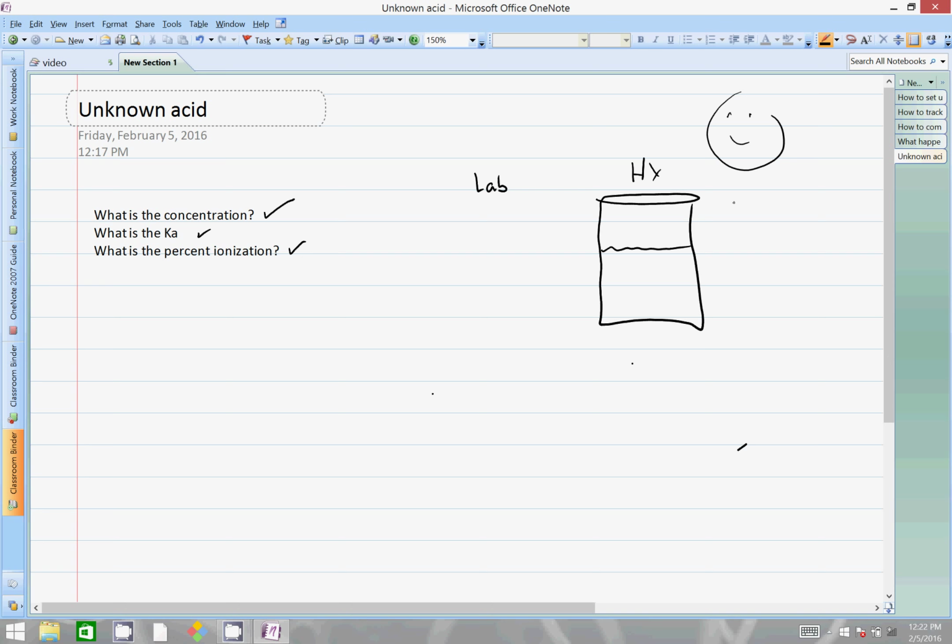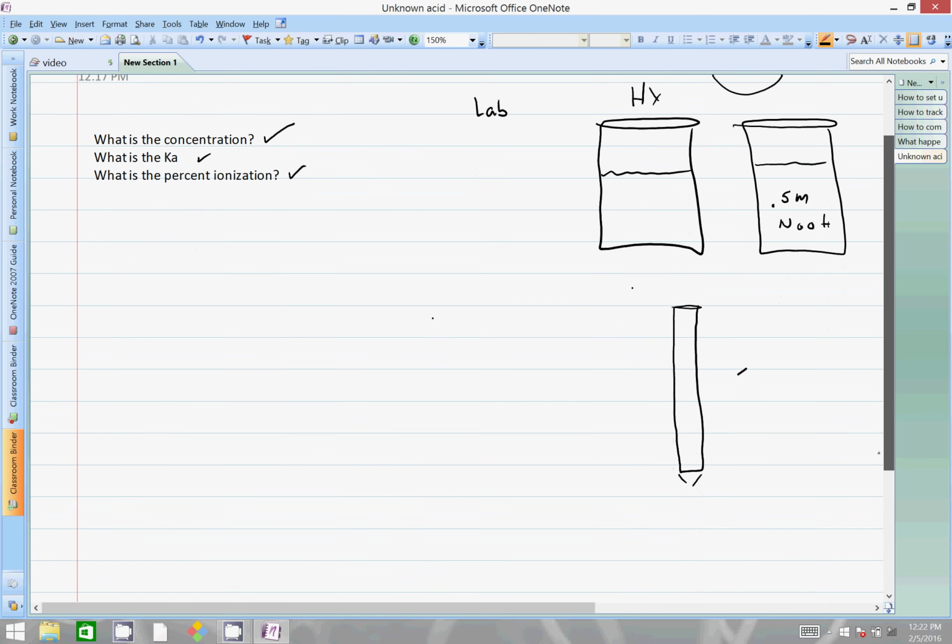You're also provided in this particular lab with a solution of 0.5 molar NaOH, and of course we're looking at a titration tube. I'll just draw this out here, and below here, we have a pH meter also that we're going to use to track the pH.